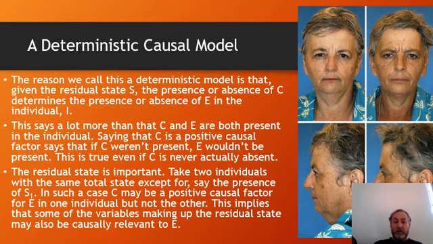So again, this is much more than saying that both C and E are present in the individual. That could be the case. I could have fair skin and I could have skin cancer, but that's not enough to say that the fair skin was the cause. There's a lot of other things I have too, and those aren't causal factors, all these other things in my residual state. So to say that C is a positive causal factor is to make this sort of modal claim, a claim about what would have happened in different circumstances. It's saying that if C wasn't present, E wouldn't be present.